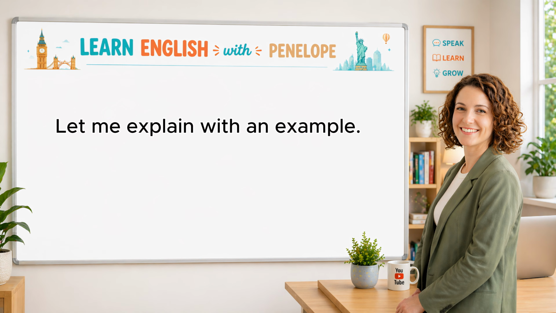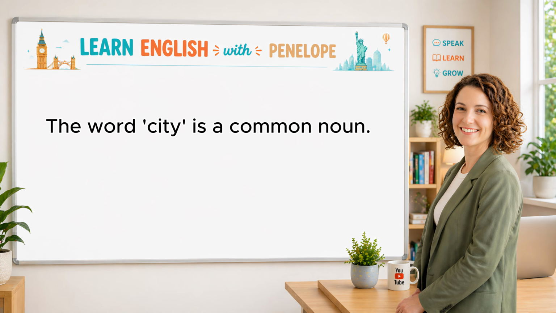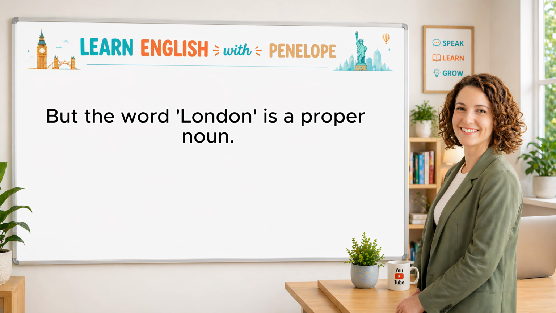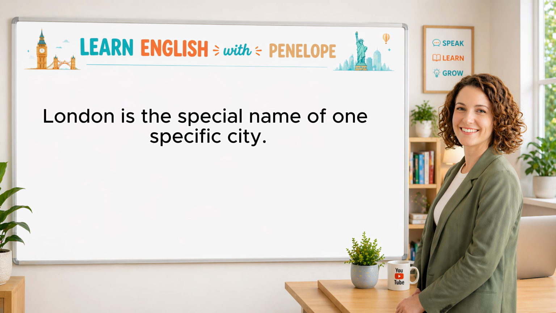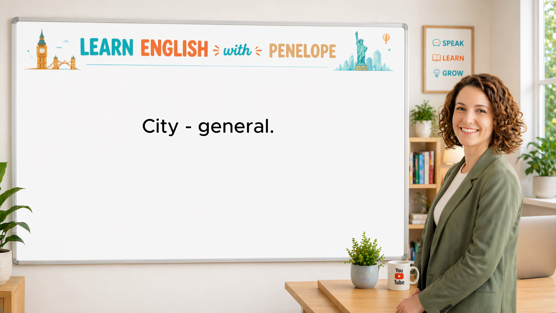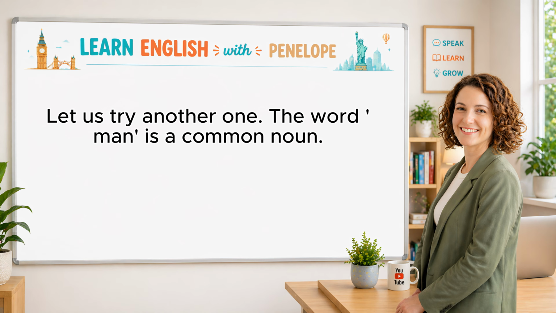Let me explain with an example. The word city is a common noun. It is a general word. But the word London is a proper noun. London is the special name of one specific city. Do you see the difference? City, general. London, specific. Let us try another one.